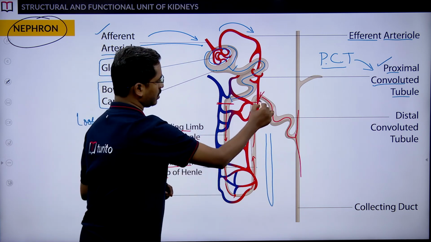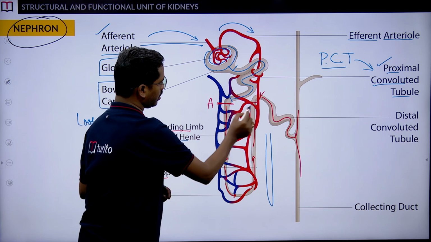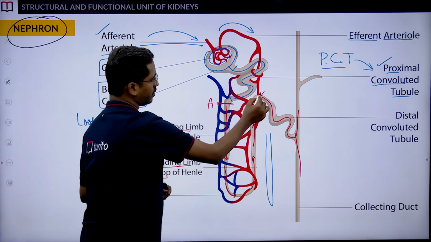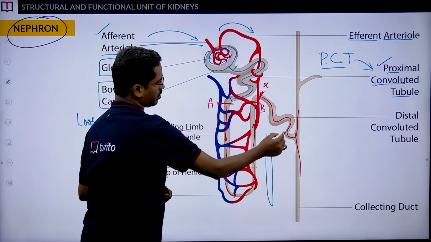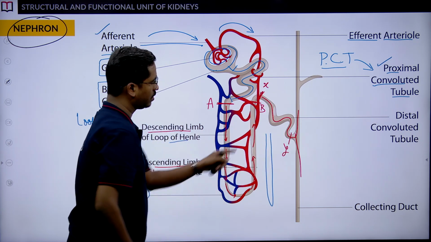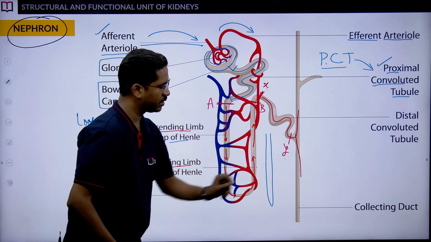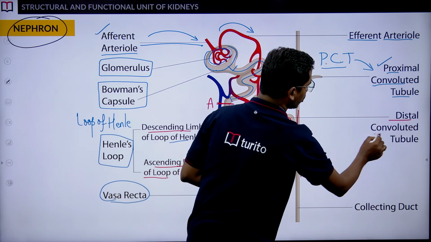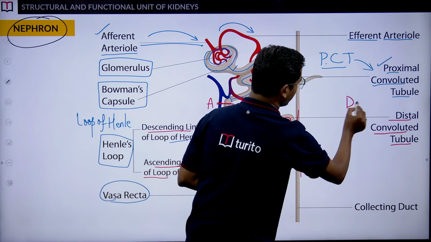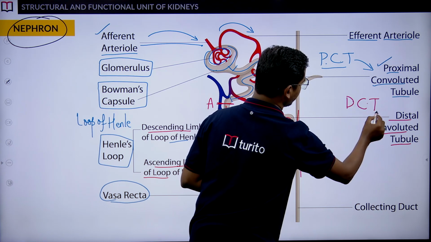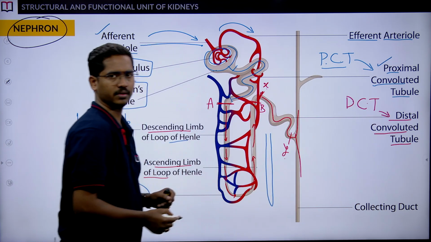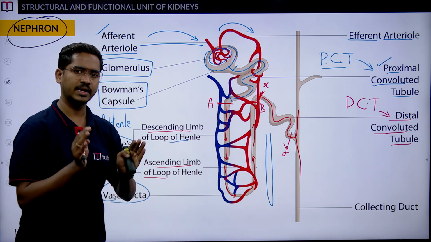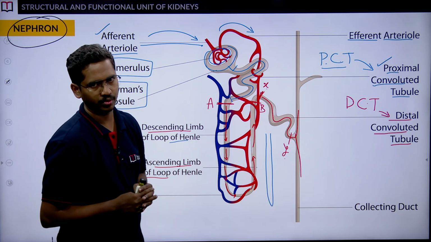So, I said earlier it is A and this is B. Let us say from here, X, and this is Y. From X to Y, that tubule is known as the distal convoluted tubule, also referred to as DCT. Hope you are clear with that. That tubule is known as the distal convoluted tubule.